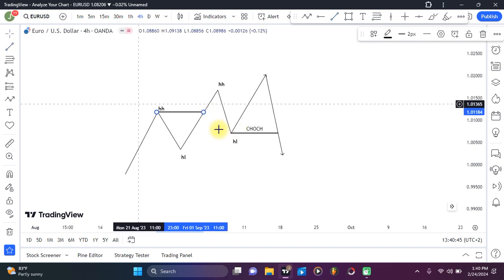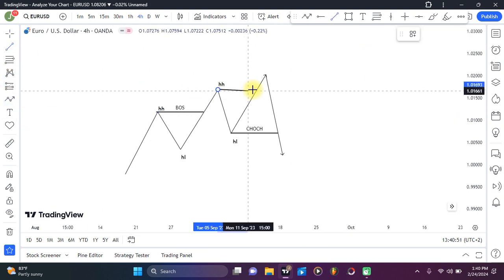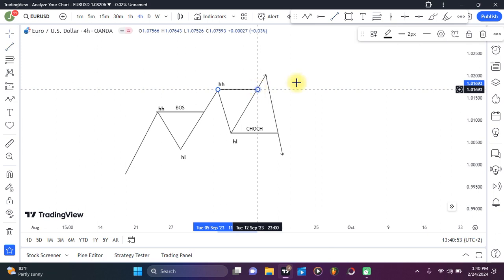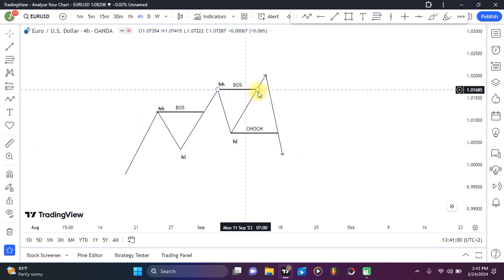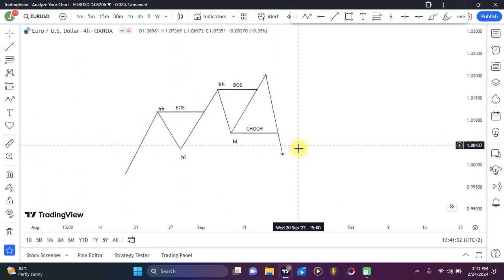Okay, so this is going to be a breakout of structure. This is a BOS. This here is also a BOS. It's very important to label your chart, guys. Don't forget to label your charts so it can be a very clean chart. So this is your BOS, and then here we had a change of character.